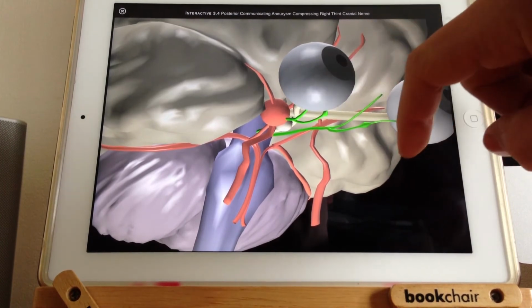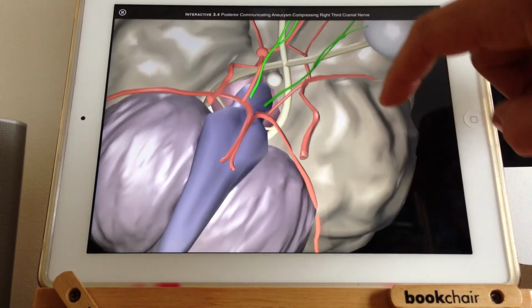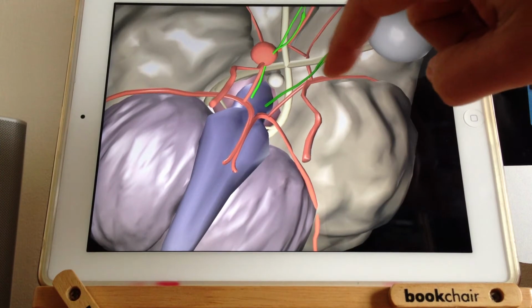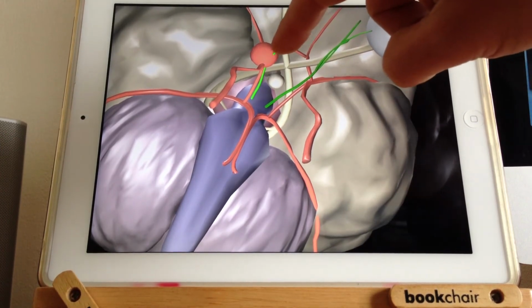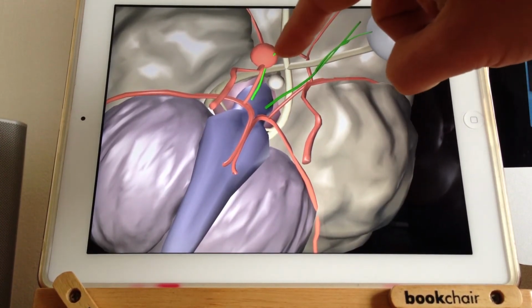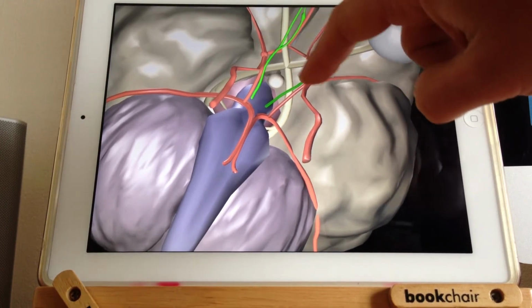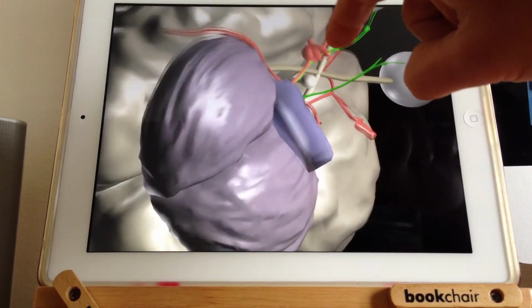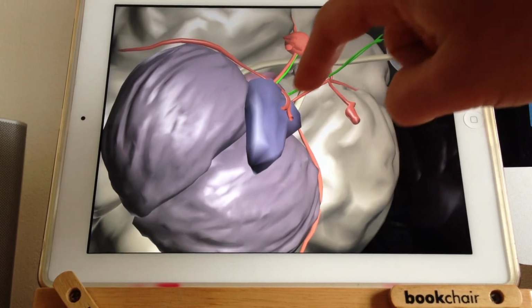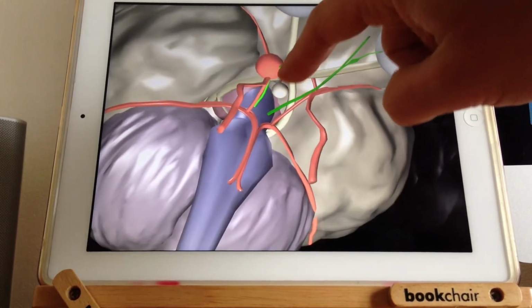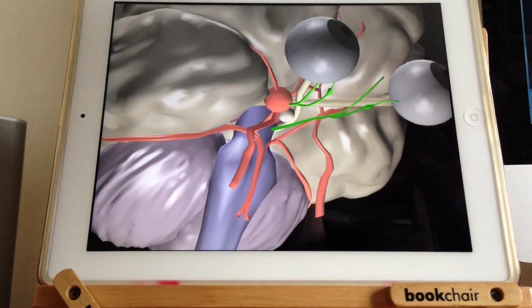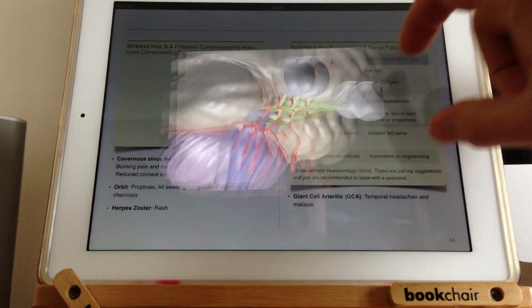So here's the aneurysm sitting just where the middle cerebral and anterior cerebral arteries divide, and this is where the posterior communicating artery is coming off, and this is the sort of weak point where aneurysms can develop.